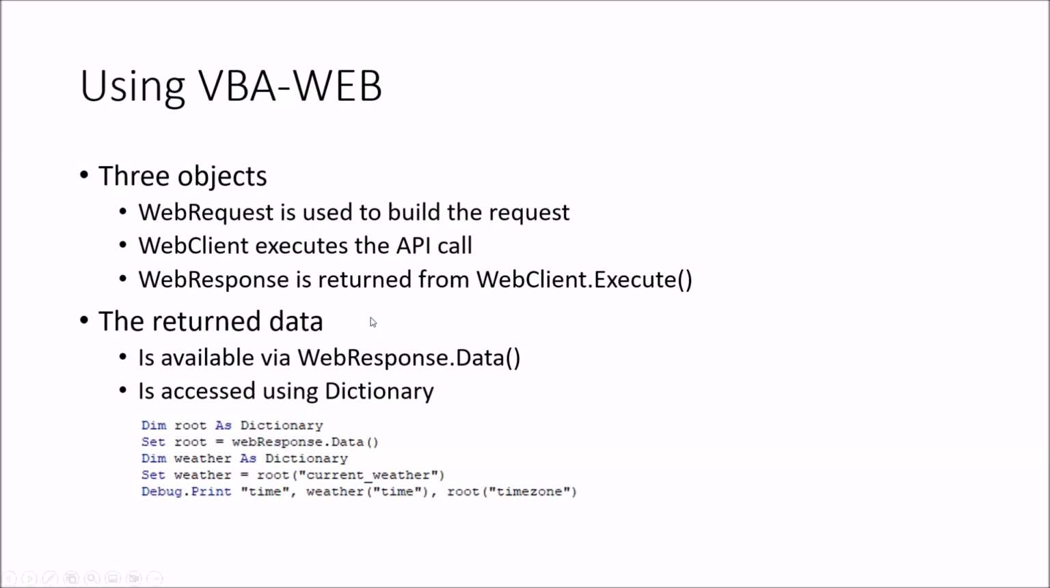And notice here, I can also set it to children of that. So I set the root to response data. I declare weather as a dictionary. And then I say set weather equals root current weather. And now I can access this as weather time, root time zone.